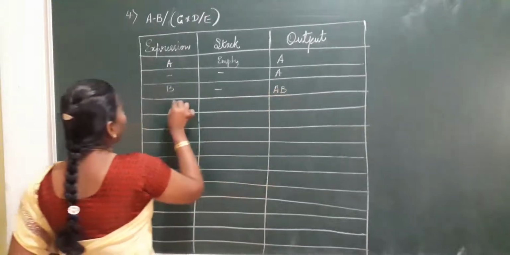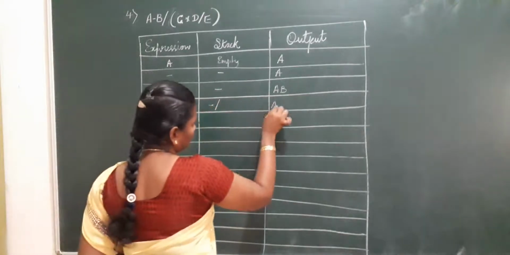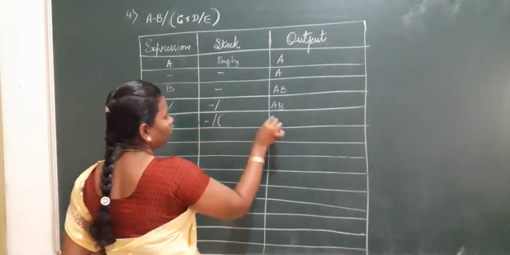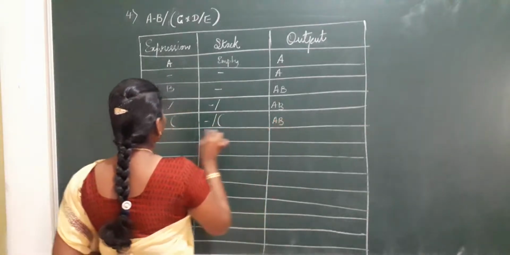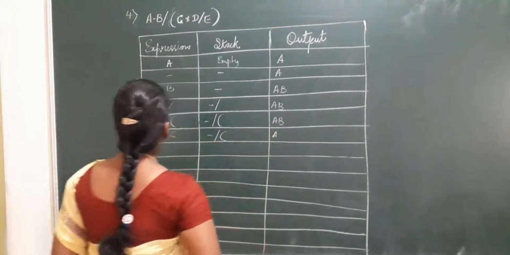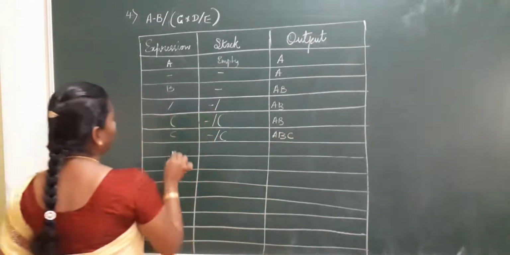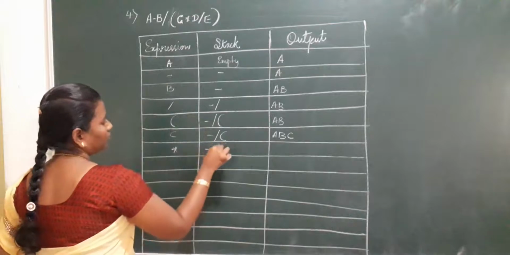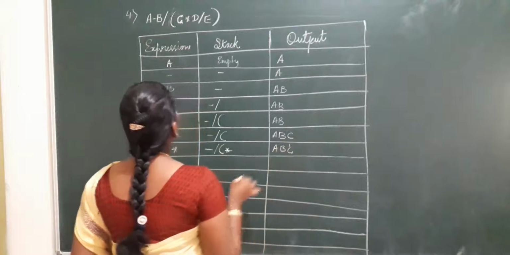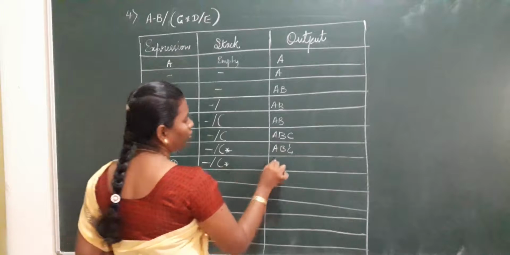Okay. Next we have slash. Okay, this has higher priority, so slash can sit inside the stack. Next I have an opening brace. So opening brace will go to your stack. Here I have A B. Next I have C. Again C will go to your output. That is A B C. Okay. Next I have asterisk. A B C. Next I have D. So D will go to your output.